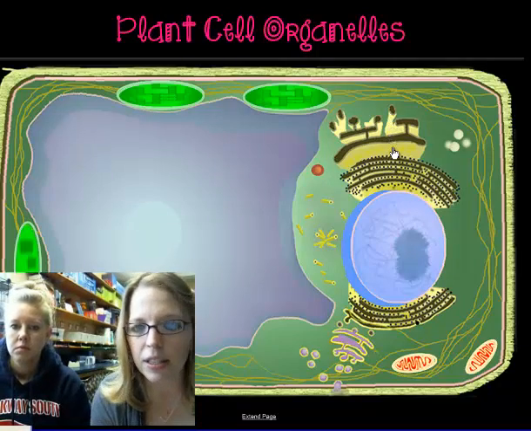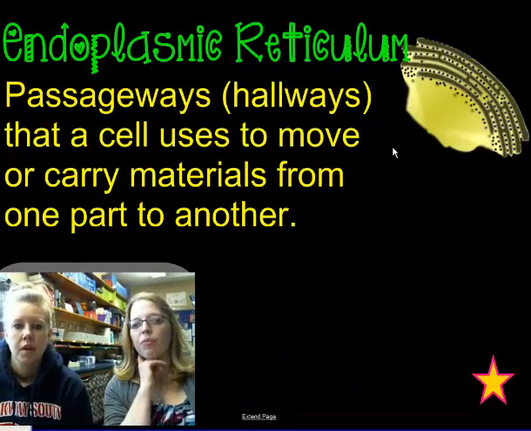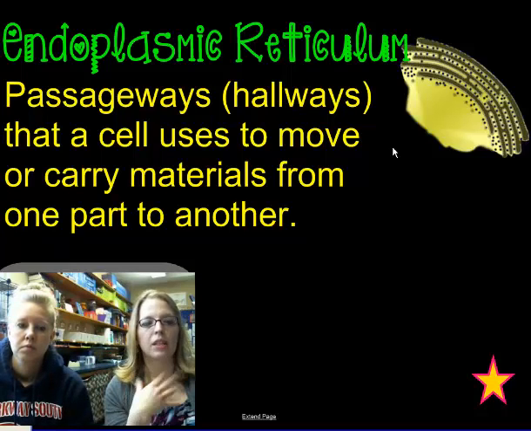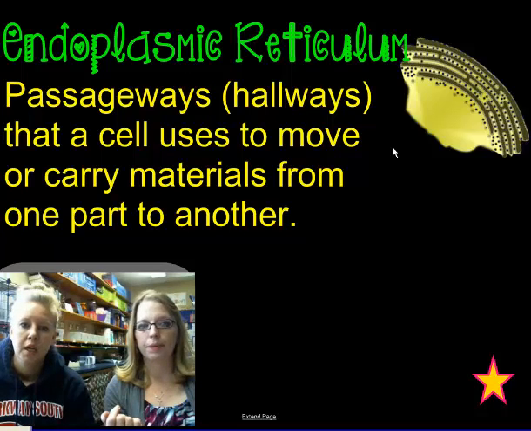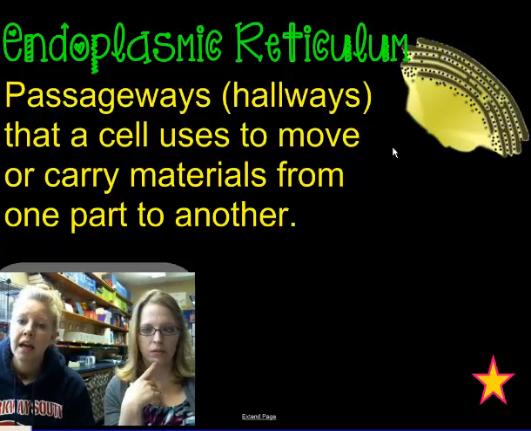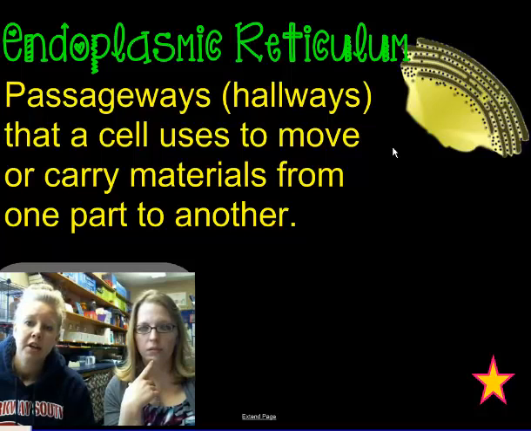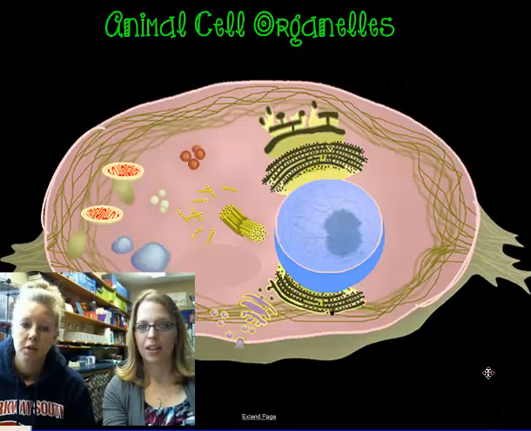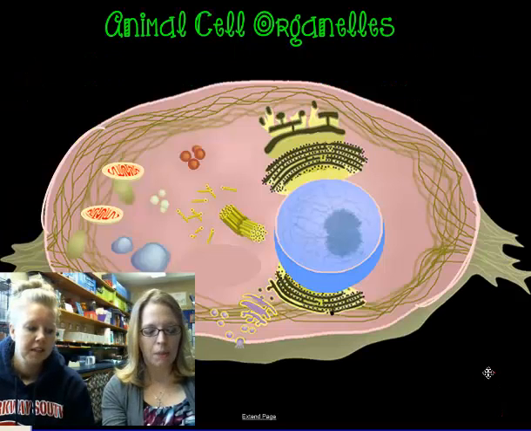So let me see if that's the right link. Yep, there it is. So the ER are just passageways or hallways that the cell uses to transport material. They kind of look like that if you look at them. And it moves materials from one part to another. And the rough ER, which is pictured on this screen, actually houses an organelle that you're going to learn a little bit more about in just a few minutes. Or seconds. Okay, so ribosomes are next.